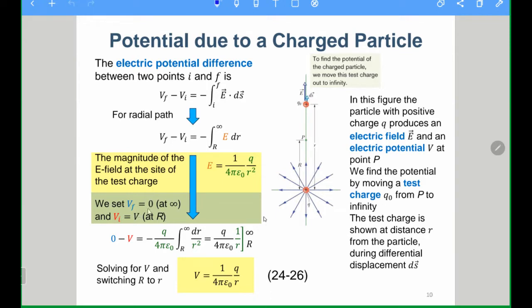Suppose initially the test charge is at capital R. This is capital R, the initial point. And then for the final point, it is at R tends to infinity, infinitely far away.